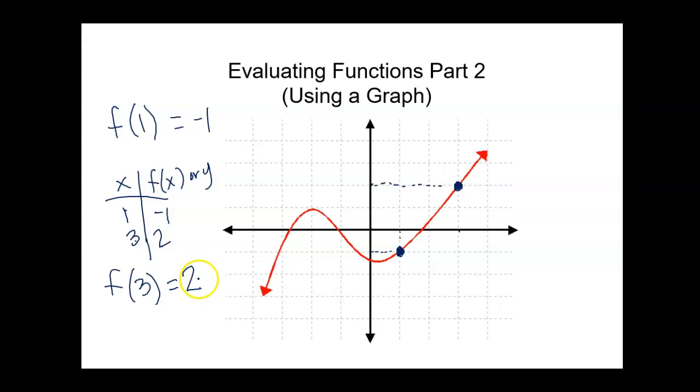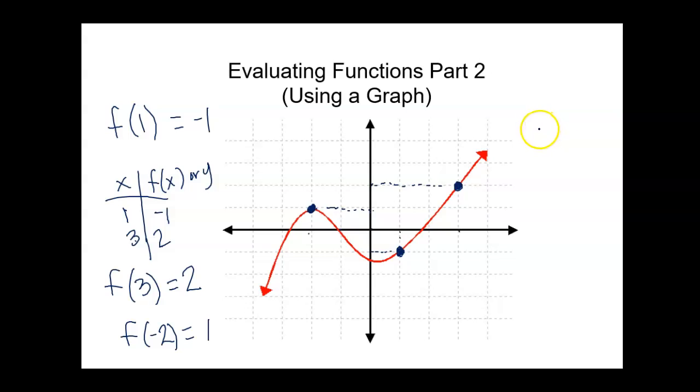Okay. So let's try f of -2. When x equals -2, I go over to -2, I line it up with the graph. This point right here is where x equals -2. The y value there is 1. So f of -2 equals 1.